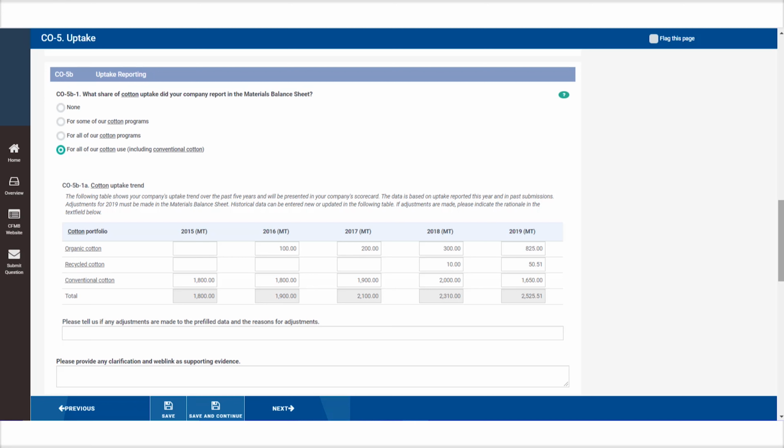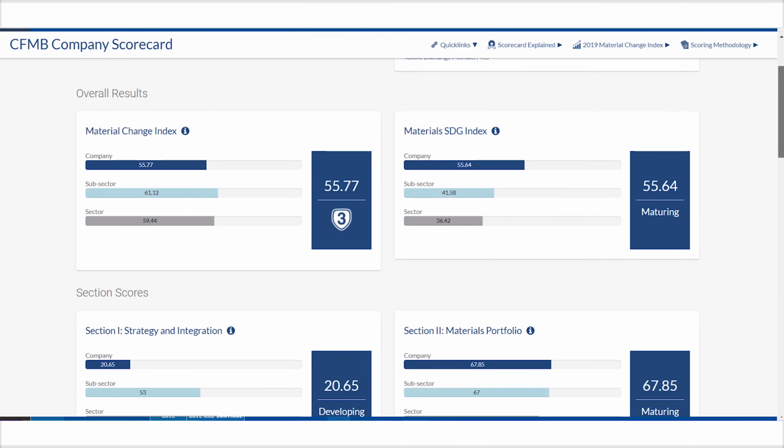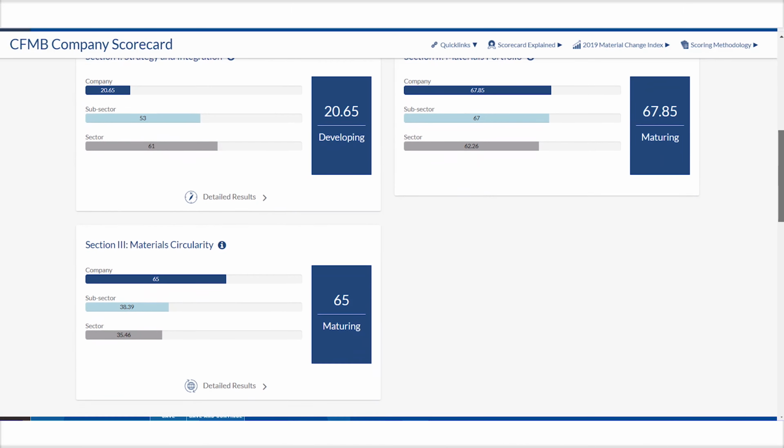For any data from 2015 to 2018 which may be missing or incorrect, we ask that you please edit the values in question 5b, ensuring that the data reported is at fiber level. Correcting this data will ensure that your year-on-year comparisons in your company's scorecard are as accurate and complete as possible. Your company will receive your scorecard once the survey is closed and all data is validated.